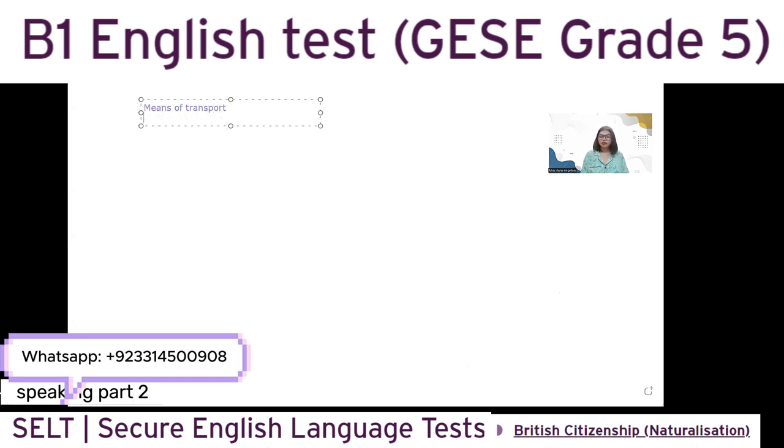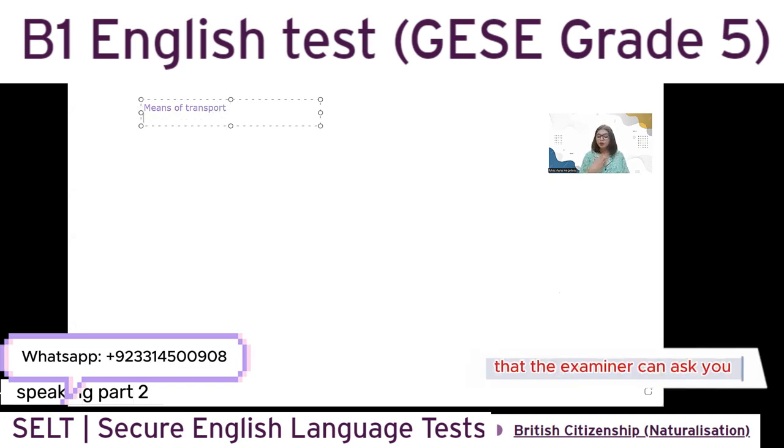What is the first question that the examiner can ask you? Because this is a conversation, you can also ask the examiner the same question, remember? The second part of the test is 5 minutes and the examiner chooses two topics. The examiner can choose either means of transport or any of your personal experiences, or go for festival or entertainment. Right now in here, we have means of transport.